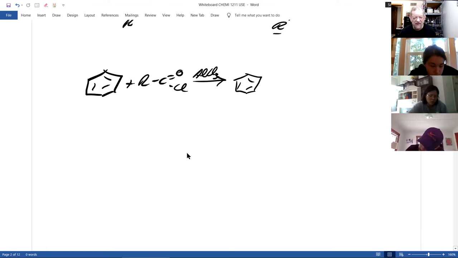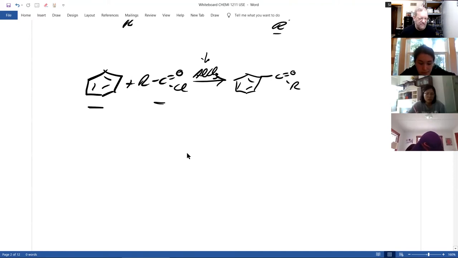And remember, when you're writing benzene, put a circle or the three double bonds. You have benzene, acid chloride, aluminum trichloride catalyst, and you make an aromatic ketone.